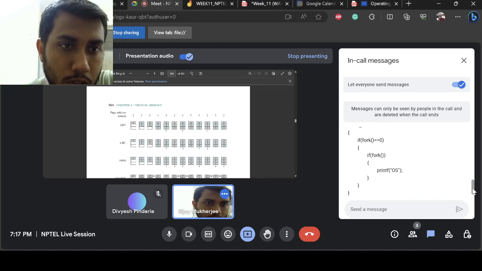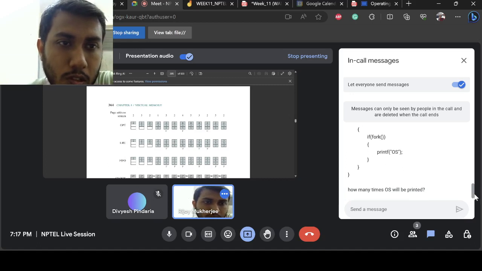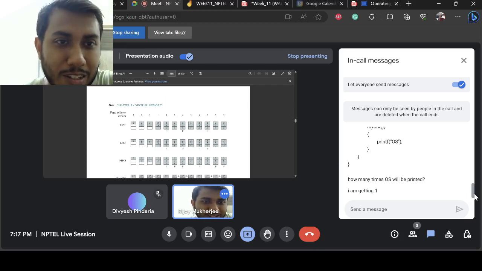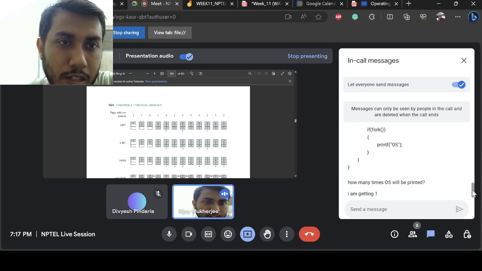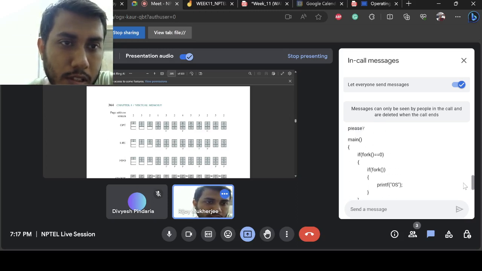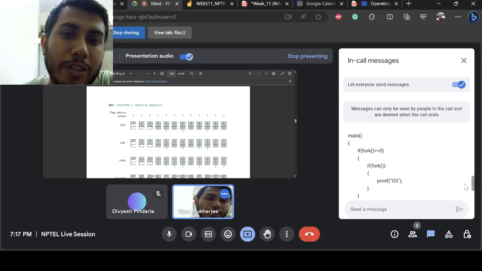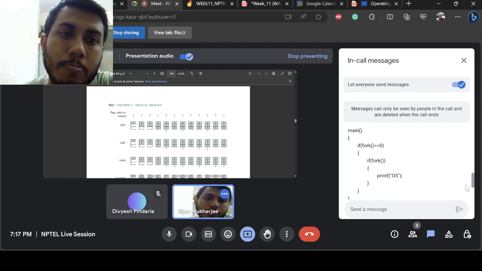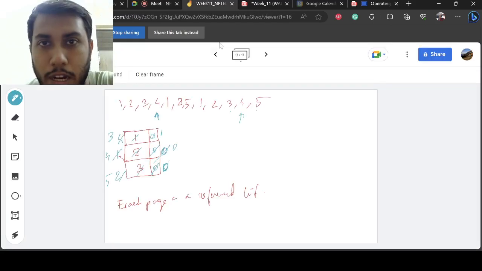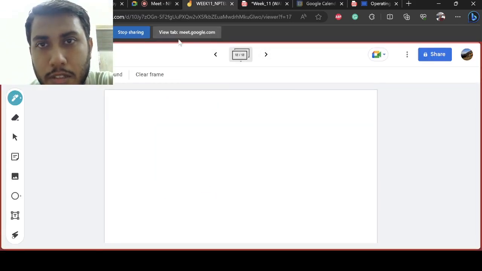If fork is equal to 0. Yeah, this is very basic, right? How many times will it be printed? OS will be printed. Let me think. Yeah, okay, let me check. Let me do it.